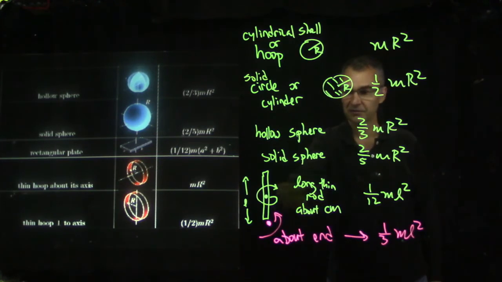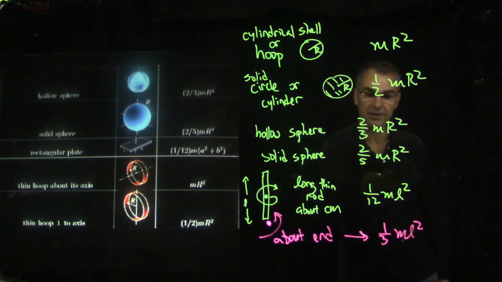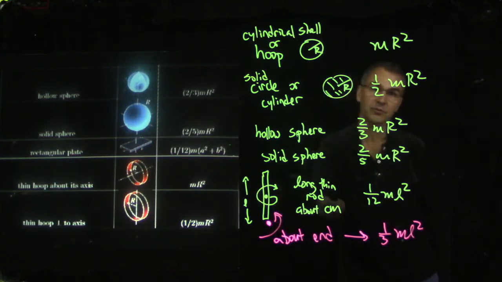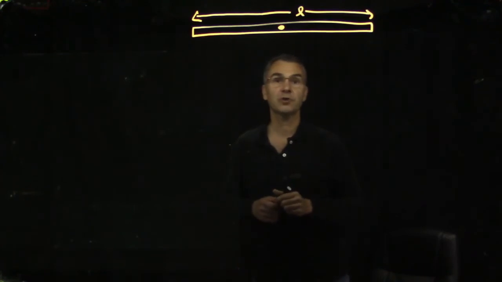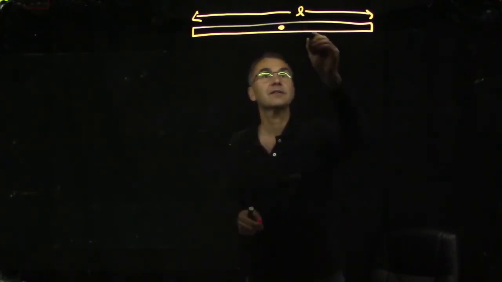A long thin rod, meaning this dimension is much bigger than this thickness, about its center of mass is 1/12 ml squared, where L is the full length. And then if you do the same thing about one end, we saw this, we worked it out, it's 1/3 ml squared.